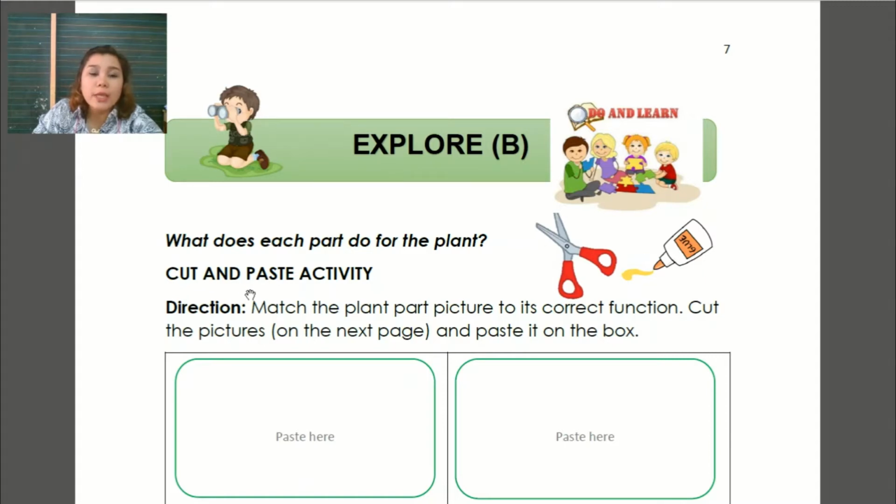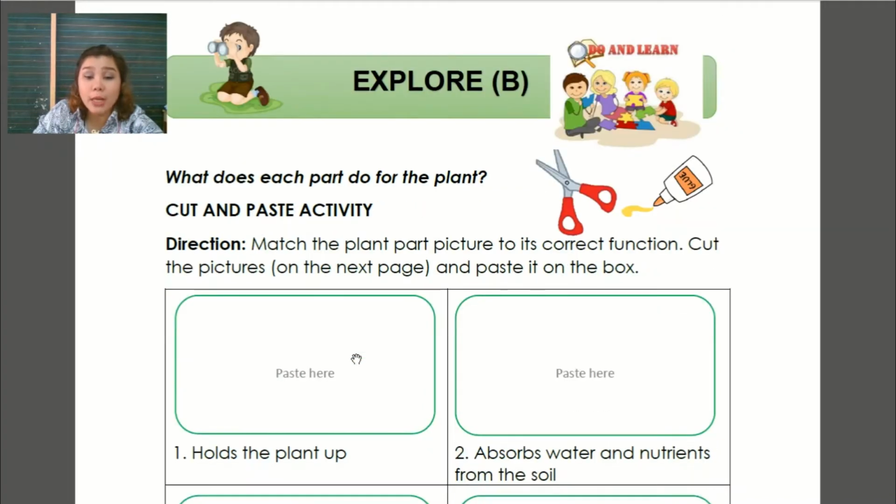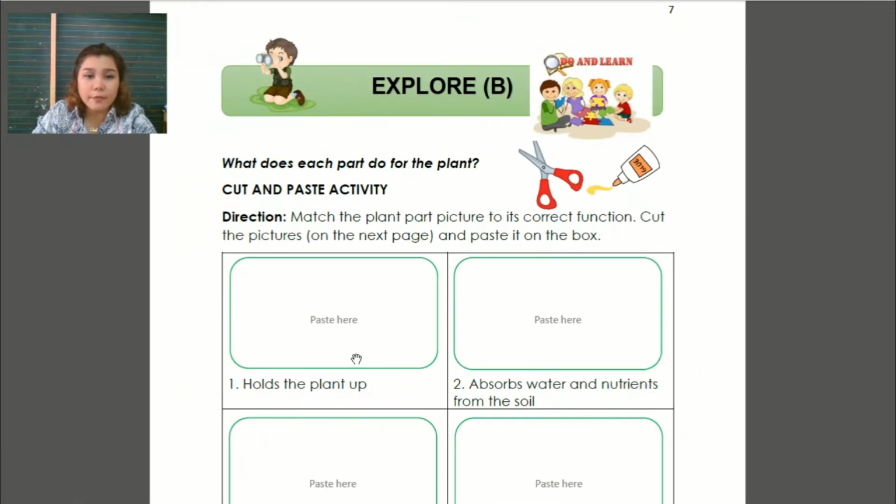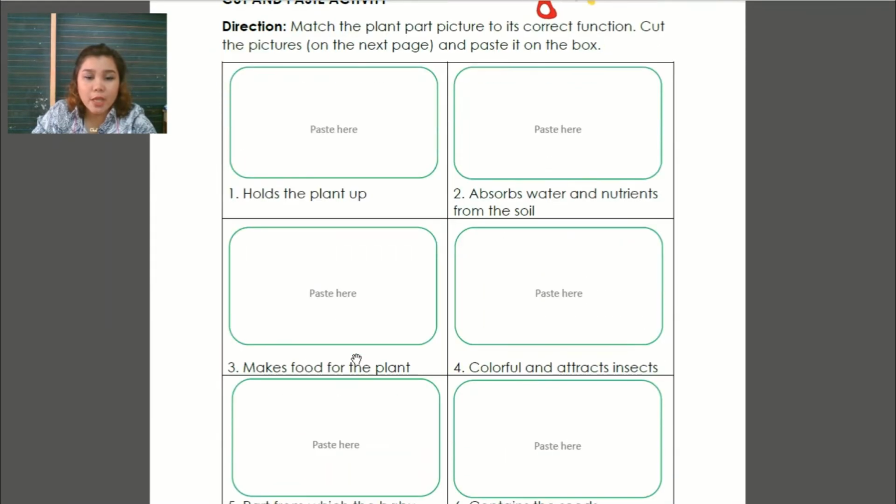So this is a cut and paste activity. Directions: match the plant part picture to its correct function. Got the pictures, which is found on the next page, but in your module that was given to you, it is found on the last page, and paste it on the box. Okay, so what is found on this page? So we have here six parts wherein you have to paste the picture here, and then on each item there is the function. There is an indicated function of the parts.